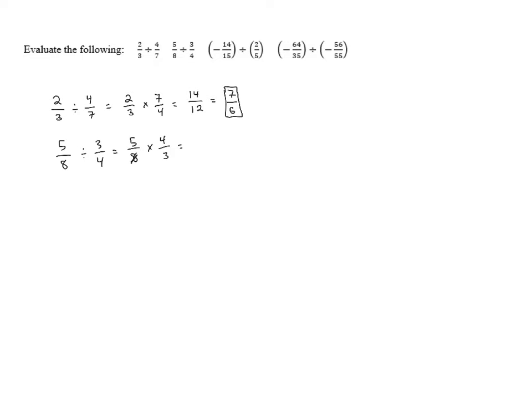The 8 and the 4 are both divisible by 4. So if we reduce those by a factor of 4, we're left with 1 and 2. And then we can multiply across. 5 times 1 is 5, 2 times 3 is 6. And we're left with 5/6.